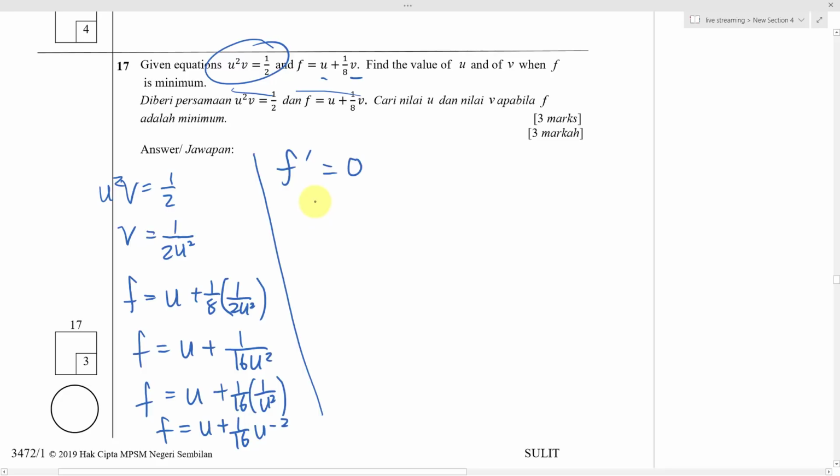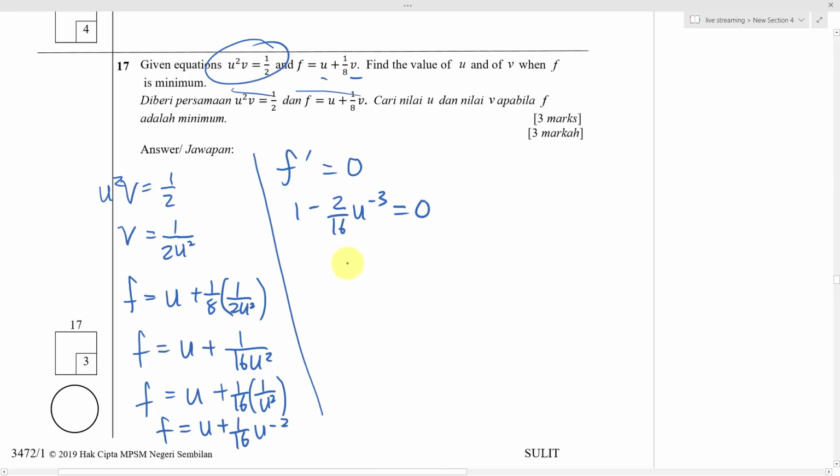Thanks for that. Alright, so how to differentiate this one? If I differentiate u, I get 1. If I differentiate this one, 1 over 16 u to the power of negative 2, I get negative 2 over 16 u to the power of negative 3, equals to 0.